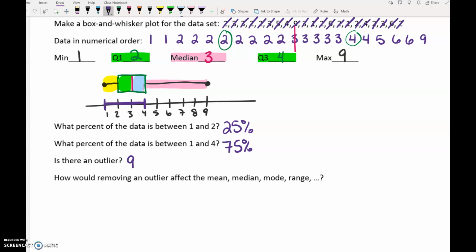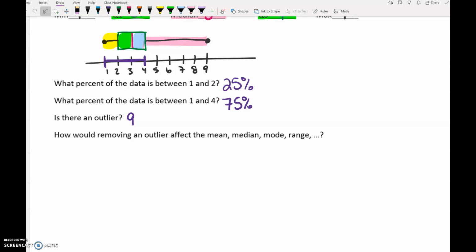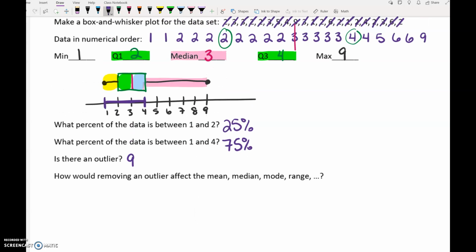I'd say 9 is an outlier. With a box and whisker plot, if you see a big whisker, that probably means that there's an outlier, and that's why that data is so spread out. I want you to think for a moment about how would removing this outlier affect the mean, median, mode, and range. Now, we didn't find those values. We found the median, but we didn't find mean, mode, or range.